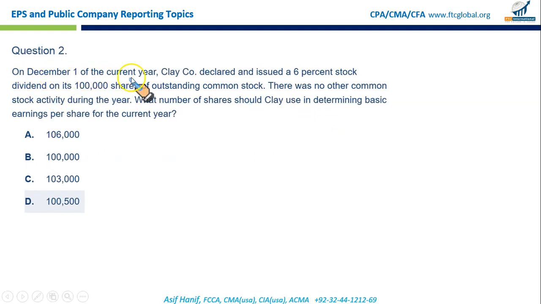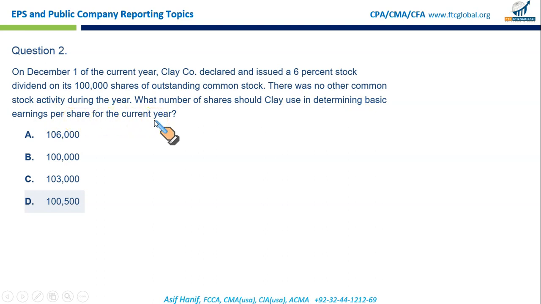On December 1st of the current year, Clay Company declared and issued a 6% stock dividend on its 100,000 shares of outstanding common stock. There was no other common stock activity during the year. What number of shares should Clay issue or use in determining basic earning per share for the current year?